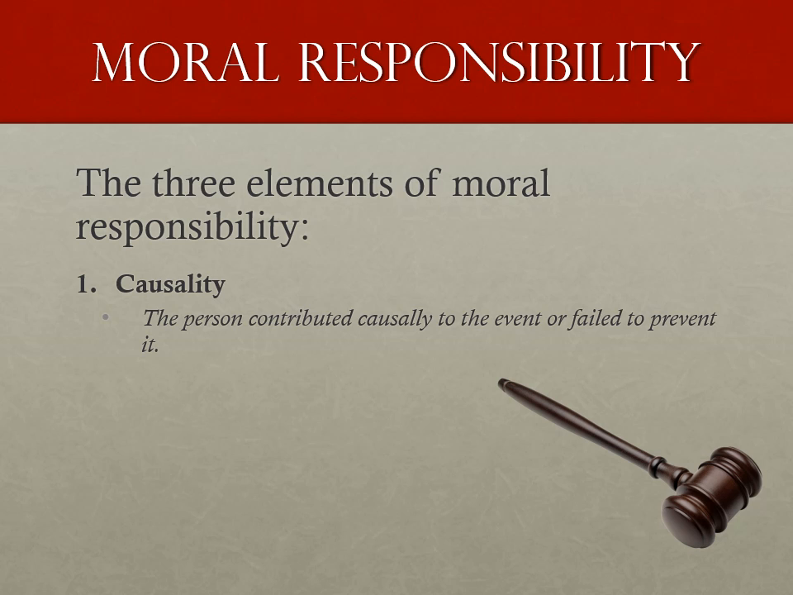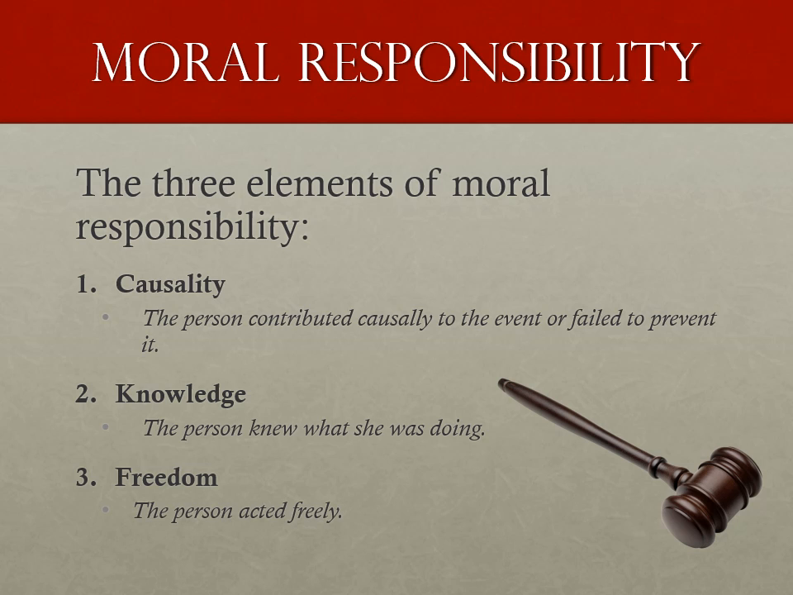Secondly, of course, I must have knowledge. In particular, I must know about the situation, I must know what the moral ramifications are, and I must have this knowledge available to me at the time that the event is occurring. And finally, I need freedom. It must be the case that I freely acted in this situation. So if I have a causal connection, if I have knowledge of the event and what is at stake, and I freely take the action, then I have moral responsibility.